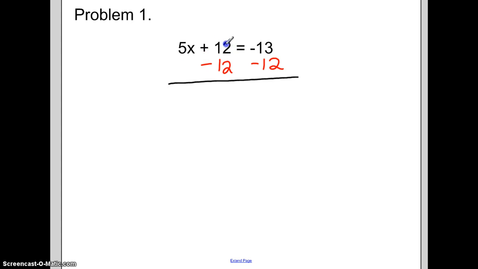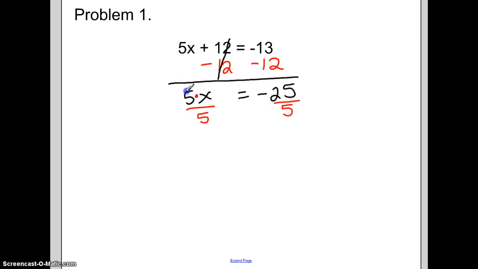On the left side, 12 minus 12 is equal to 0, so we're left with 5x. On the right side, negative 13 and negative 12 is negative 25. Now we need to ask ourselves if there is a subtraction, and there is not. Is there a division? No. Is there a multiplication? Yes, there is a multiplication. The 5 is multiplied by the x. So we're going to divide both sides by 5.